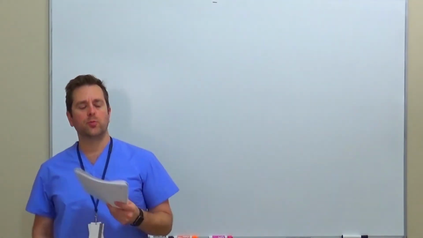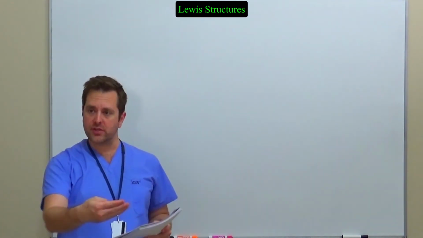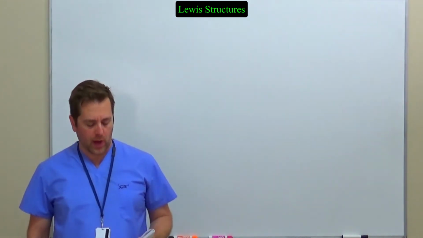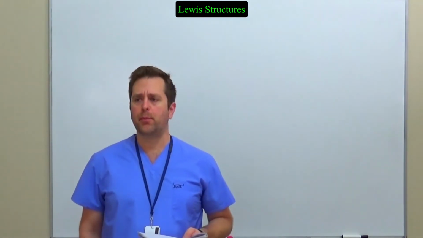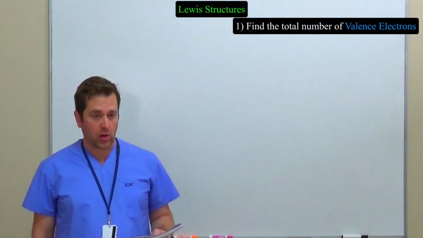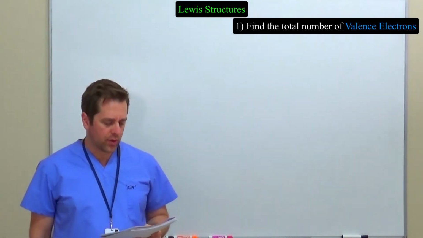Okay, for this next section, we want to talk about Lewis structures and the mechanics of actually producing them. So I have the individual steps that I want to cover with you right now. Of course, this is in your packet. Follow along with me. Step number 1, you're going to find the total number of valence electrons, again, using the periodic table, looking at the group numbers and so forth.